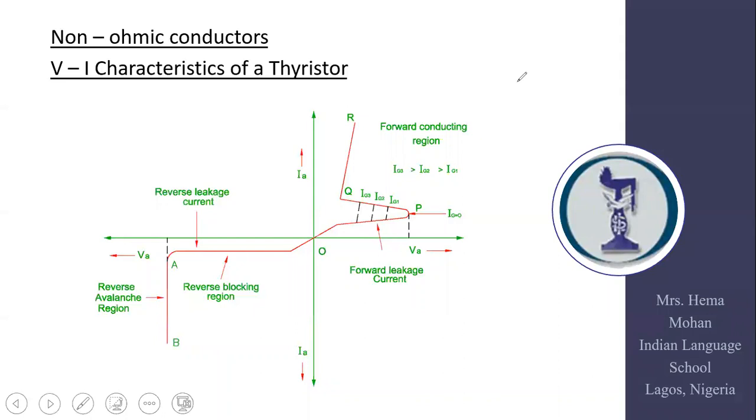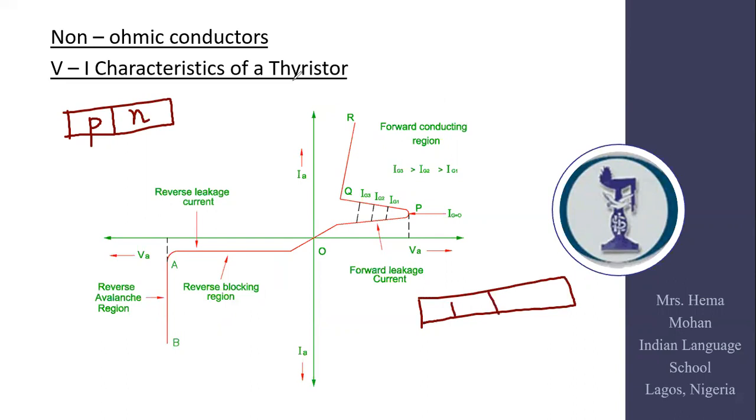Now, this is a beautiful graph. This is the VI characteristics of a device called a Thyristor. Now, a PN junction diode has two layers, a P-type and an N-type, while a Thyristor has four alternate layers of P and N, PN, PN. So four alternate layers of P-type and N-type semiconductors are fabricated to form this device. That is what we call a Thyristor.